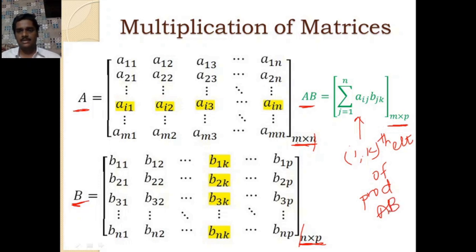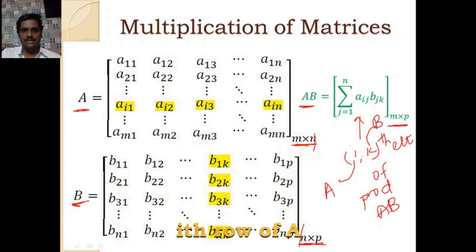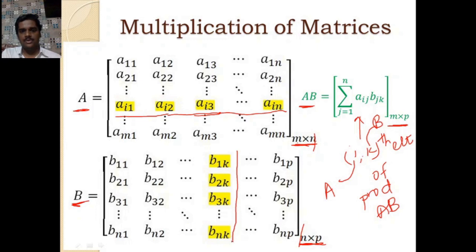Okay. So to get ikth element, what I said, you have to pick ith row of A and kth column of B. Ith row of A, kth column of B. You can see I have shown here ith row of A. Here is your ith row of A, and here is your kth column of B. What do you need to do after that? You have to multiply.